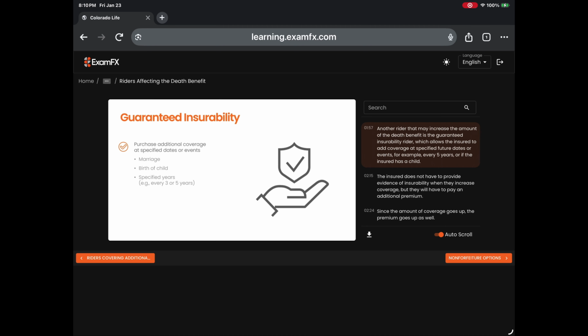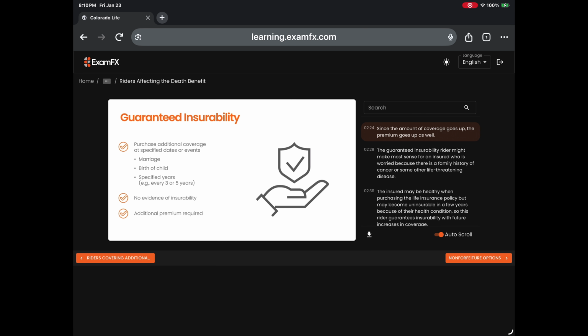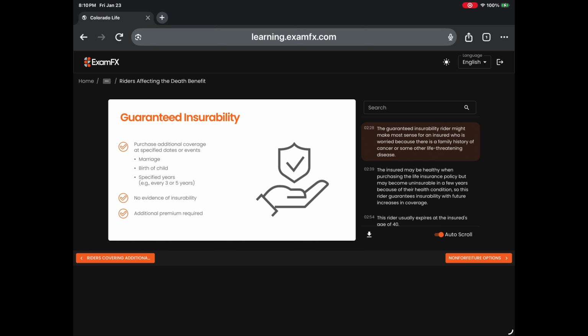For example, every 5 years, or if the insured has a child. The insured does not have to provide evidence of insurability when they increase coverage, but they will have to pay an additional premium. Since the amount of coverage goes up, the premium goes up as well. The guaranteed insurability rider might make most sense for an insured who is worried because there is a family history of cancer or some other life-threatening disease.